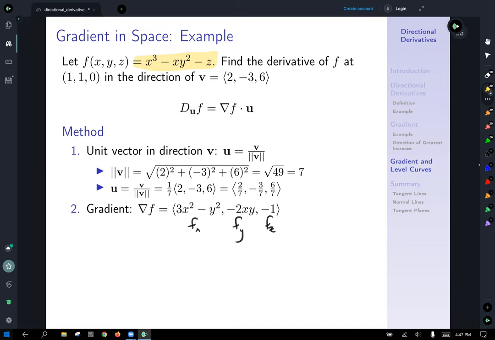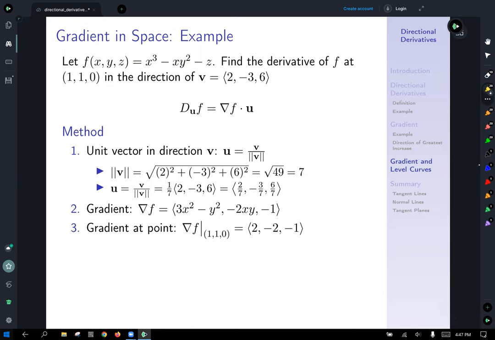Similarly, calculating the partial of f with respect to y, well, the first term, x to the third, has derivative 0. The second term, minus xy squared, has derivative negative 2xy. And then the third term has derivative 0. Partial with respect to z, well, there's only one term with z in it. So that's going to be the last term of our function f, minus z, which has a derivative of negative 1.